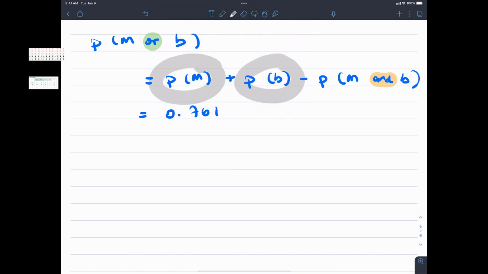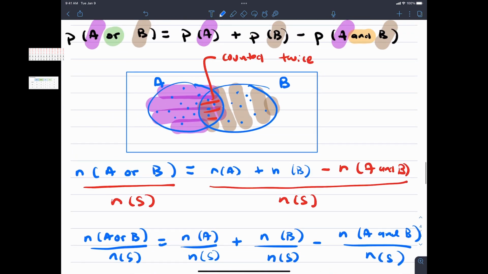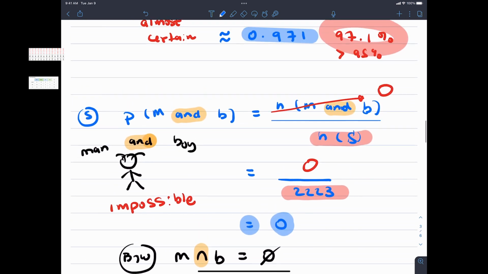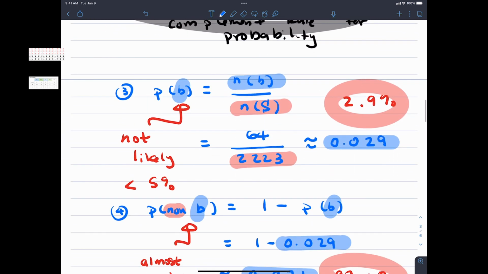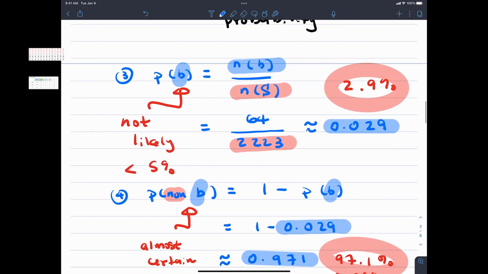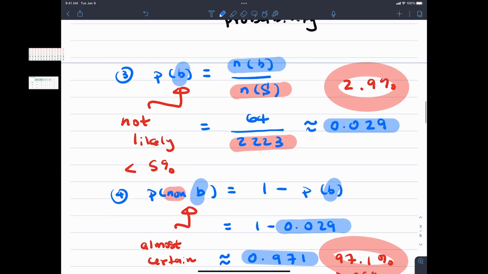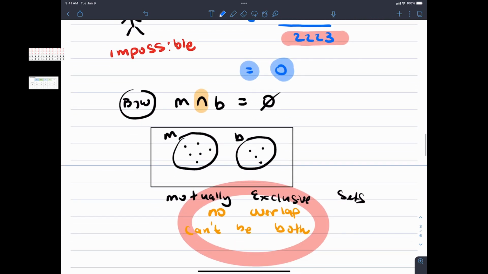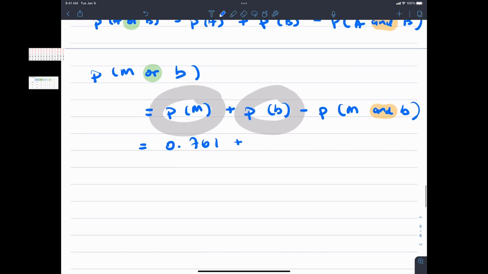Do you know the probability of selecting a boy? We just found that one. Where is that? Probably a boy. There we go. It's what? 0.029. Is that right? So we take 0.029.